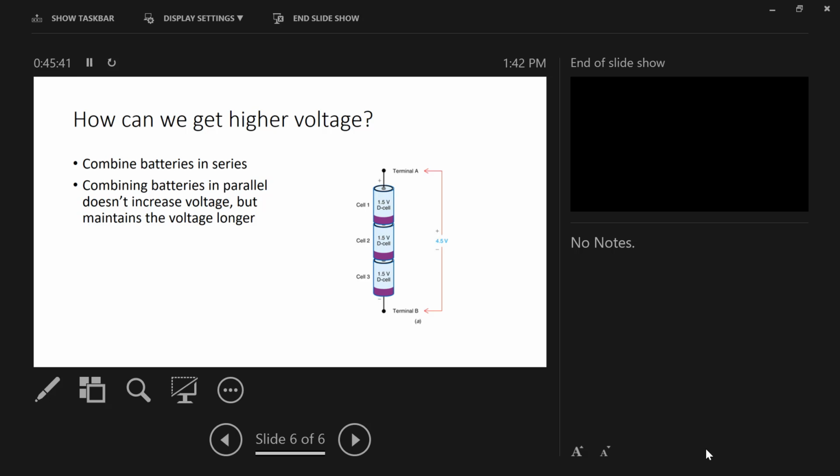Questions? Thoughts? How should we answer this question? How do we get a higher voltage? Combine batteries in series, which is also the first point.